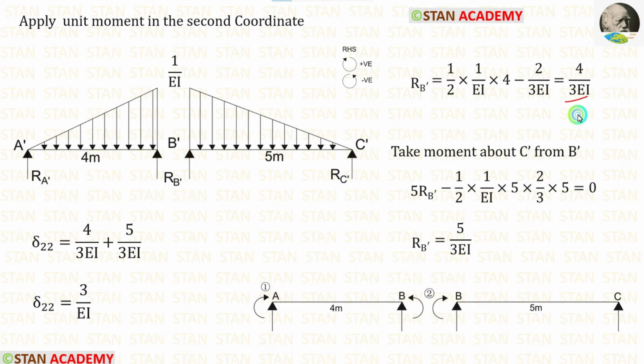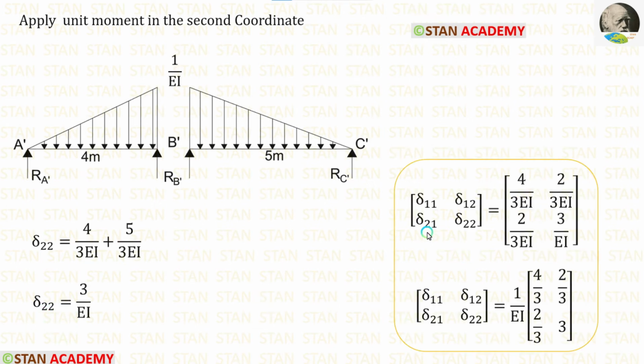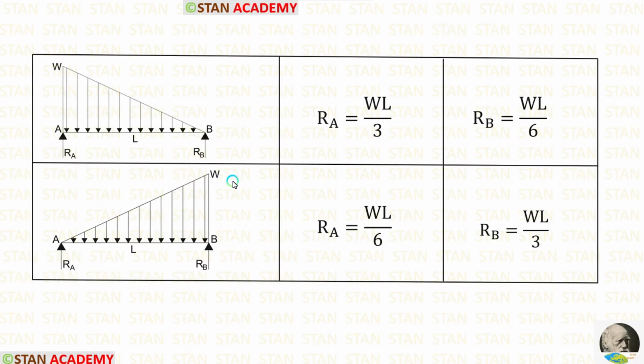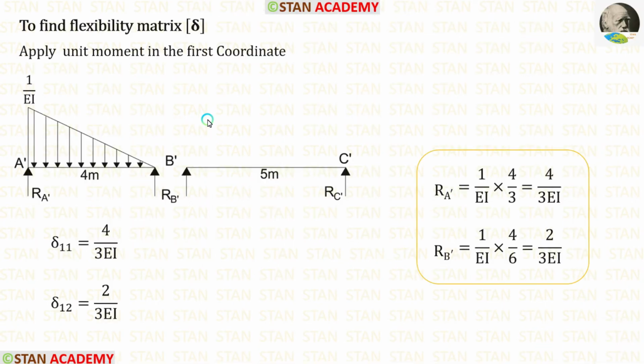Now let us add these two values. After adding, we are getting delta 22. In the flexibility matrix, we have calculated both of the rows. 1 upon EI is constant. Let us take it outside. We know that it is slightly difficult to make the flexibility matrix because we have to take moment on both the sides. If you feel that it is very difficult, we can use formulas and find out the matrix very easily. Using the formula, let us calculate the first row.